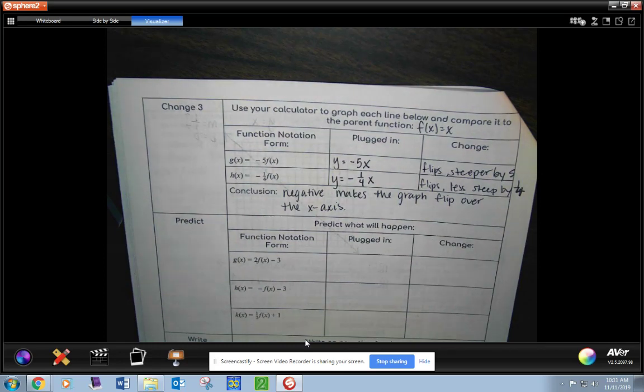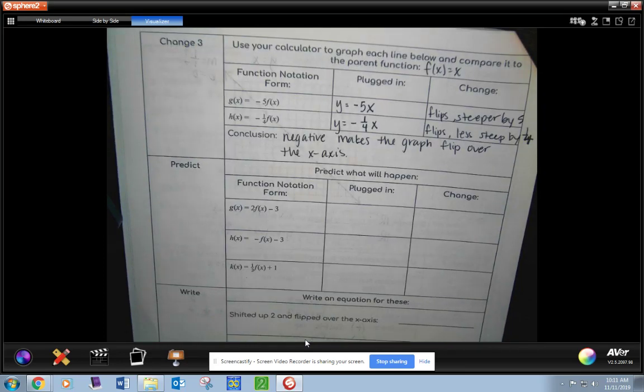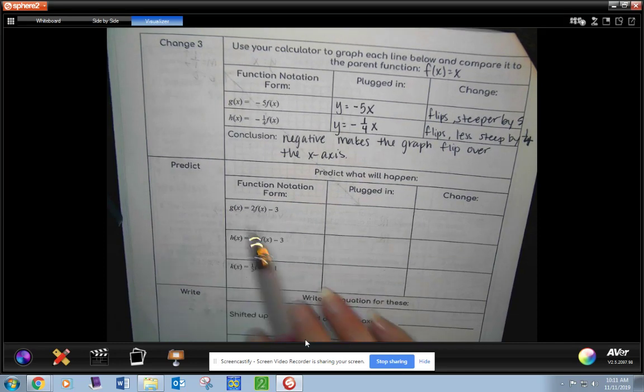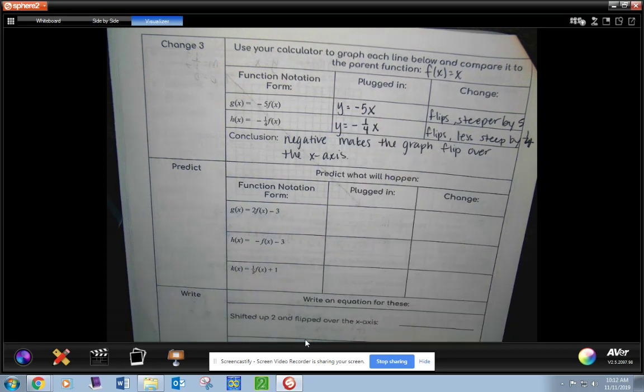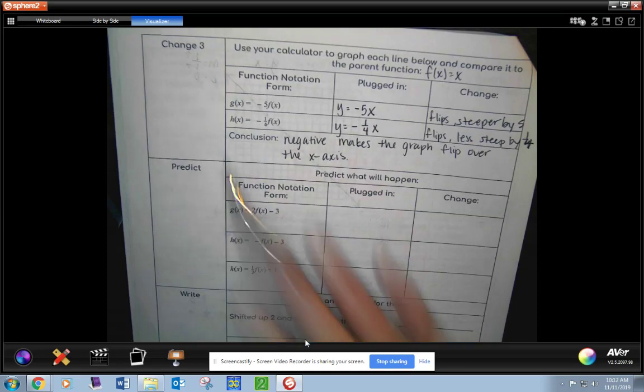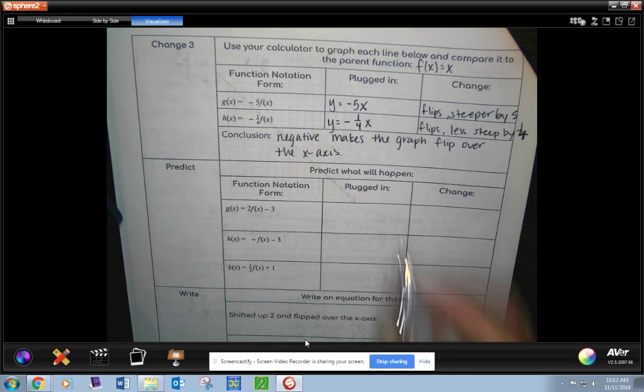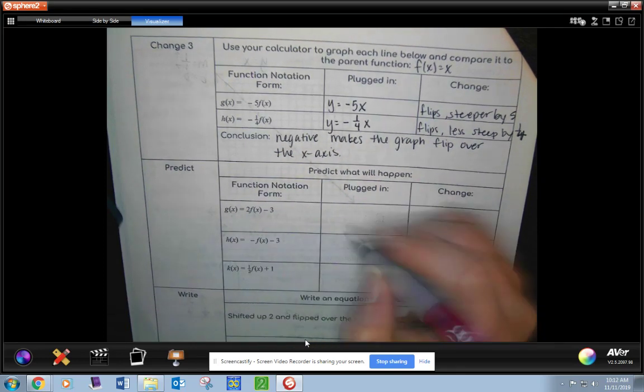Okay, now moving on. When you're making your predictions, you're going to look at everything individually. The negative is not going to be connected to the 5. You're going to look at the negative as a negative, the 5 as a 5, and the plus or minus as a plus or minus. Now, you can use the calculator if you want to see the change, or you can use the conclusions we made on the notes. Okay, the first thing I'm going to do is convert these to y equals.